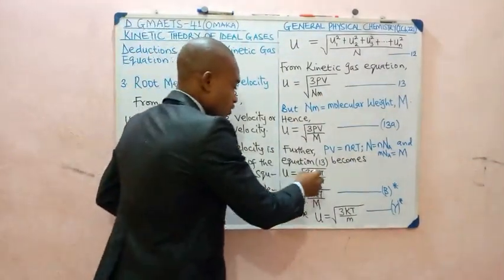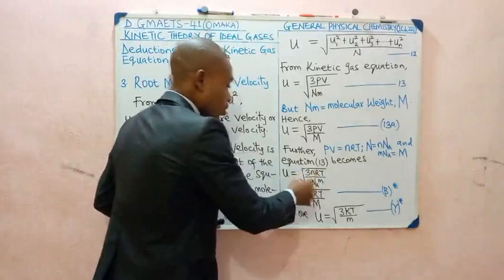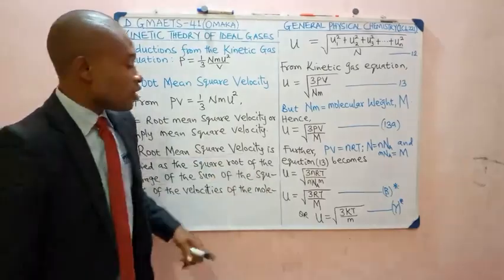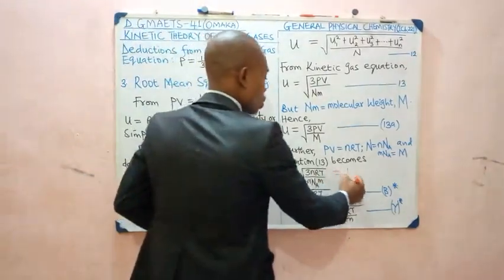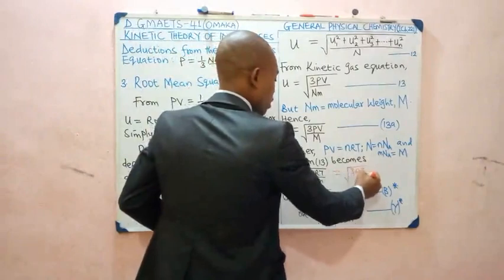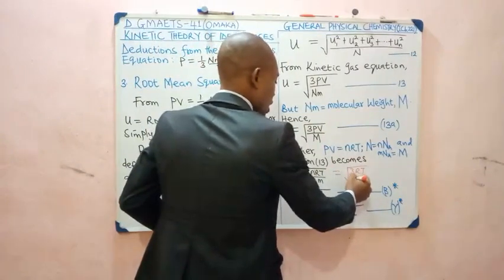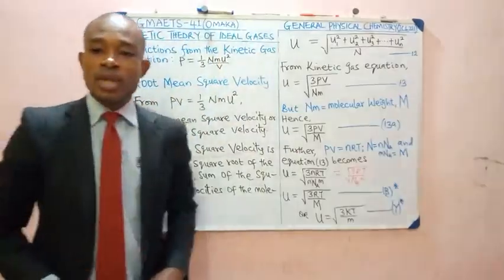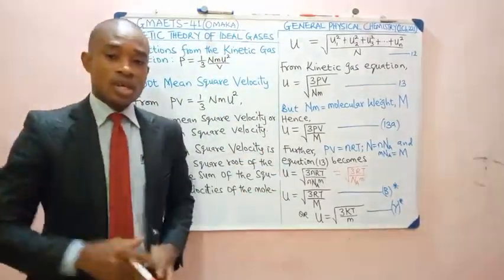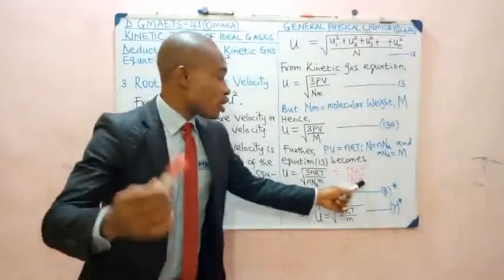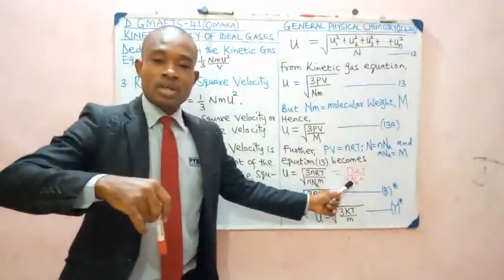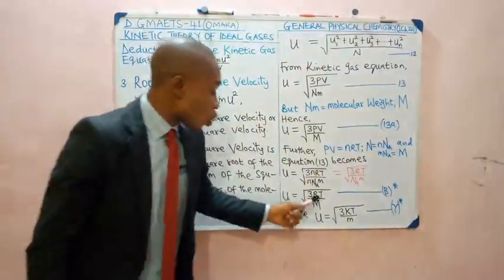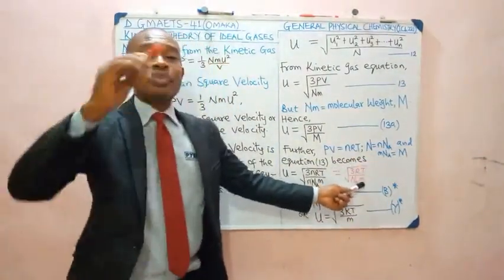Watch. This number of moles will cancel this number of moles. Small letter n's, they'll cancel out. If they cancel out, this equation will become what? Square root 3RT all over Avogadro's number times mass of one molecule. Now, how do we work on this next? Take note that mass of one molecule times Avogadro's number, we stated that is also equal to what? Molecular weight, which means that this whole denominator at this point can be called capital letter M.